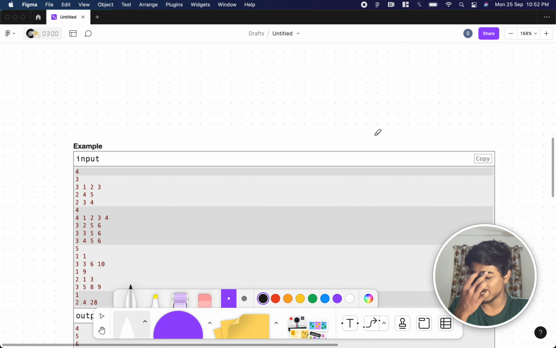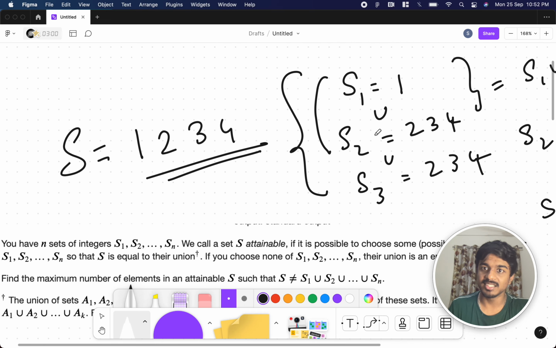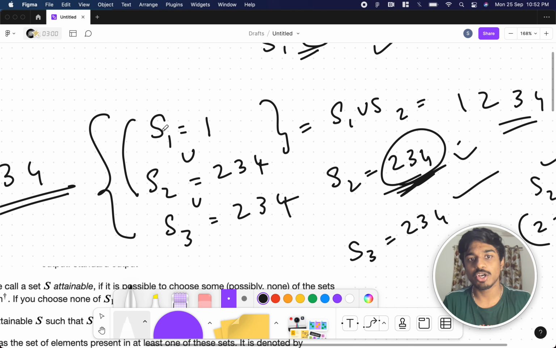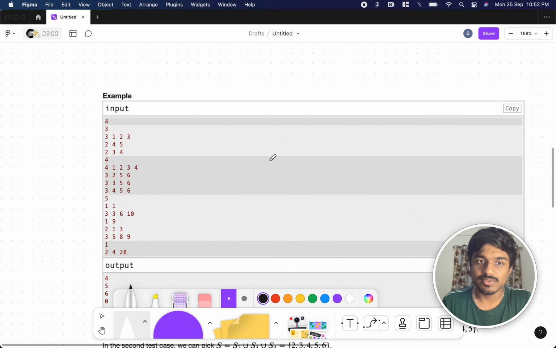I hope that is clear. The only thing is, you should combine certain sets from s1 till sn such that the result is not the union of all of them. That's all. As I said earlier, s1 and s2 is invalid because s1 s2 s3 is the same as s1 and s2. Now let's understand this with the help of an example.